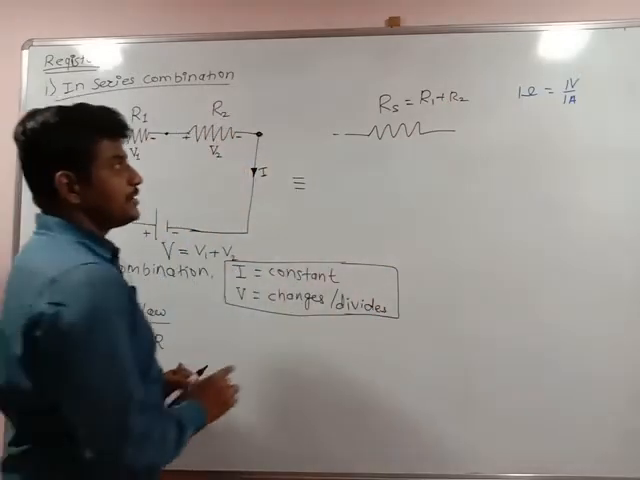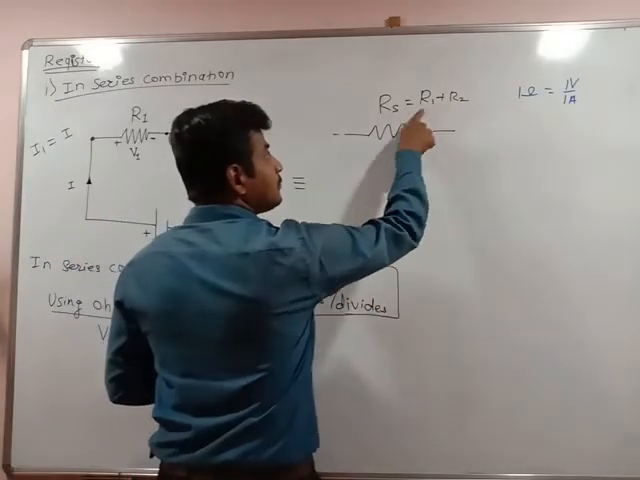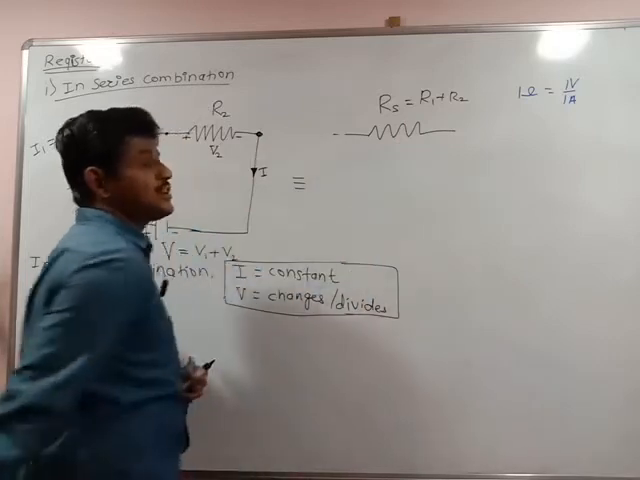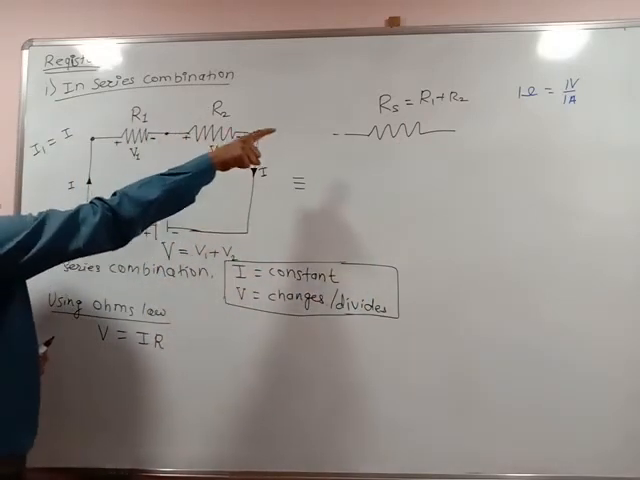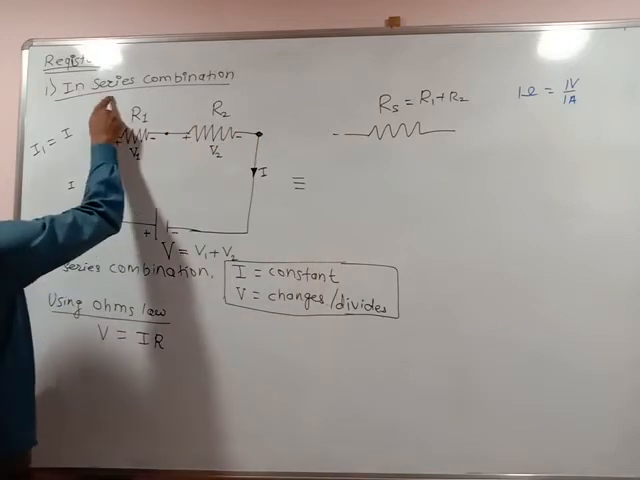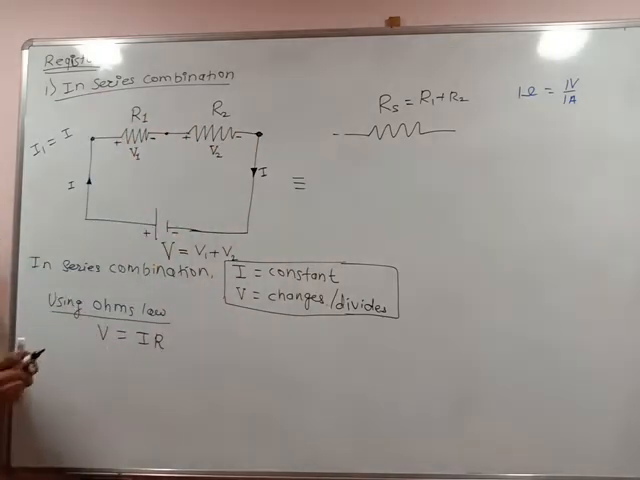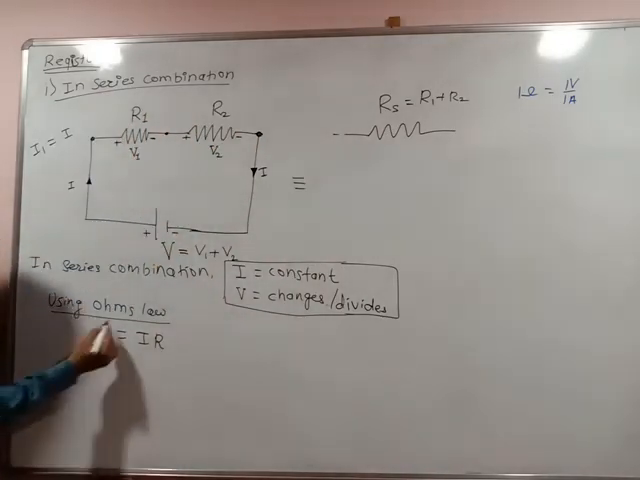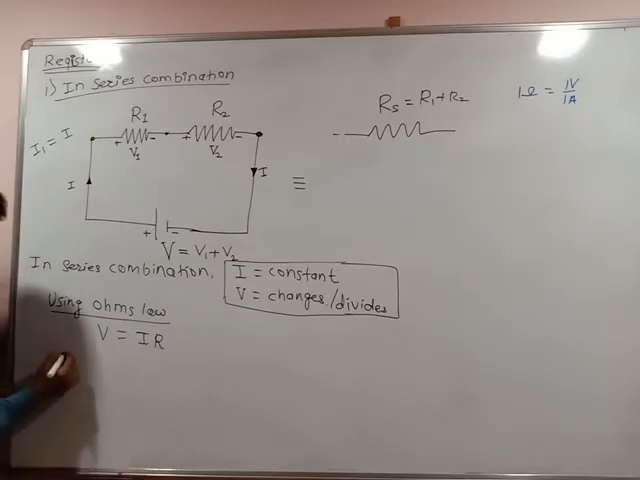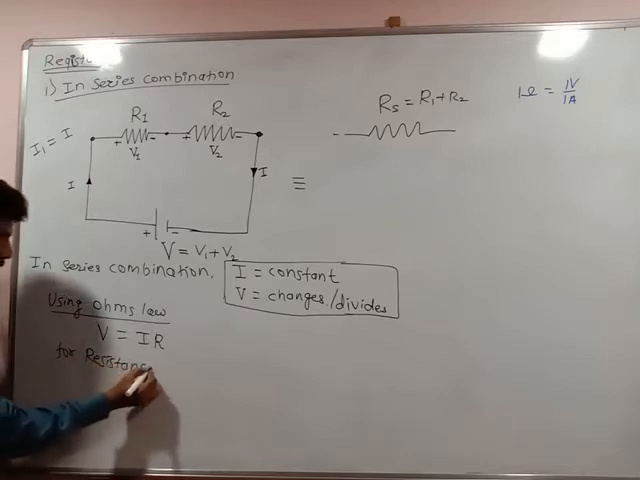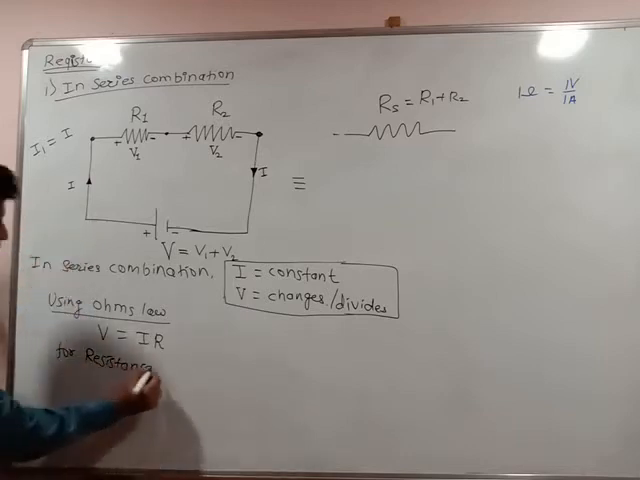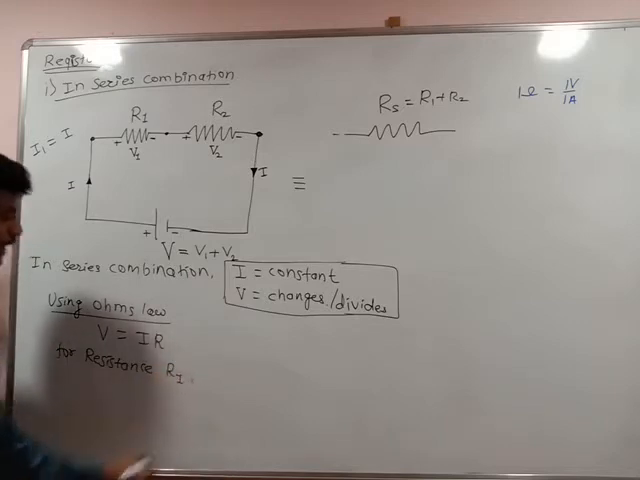So this is series combination. Sum of two resistors that gives the series resistance RS. If you combine these two, R1 plus R2, you will get resistance in a series combination. So what is the value of RS, that you are going to find here. So using Ohm's law, V is equal to IR, for resistance R1.